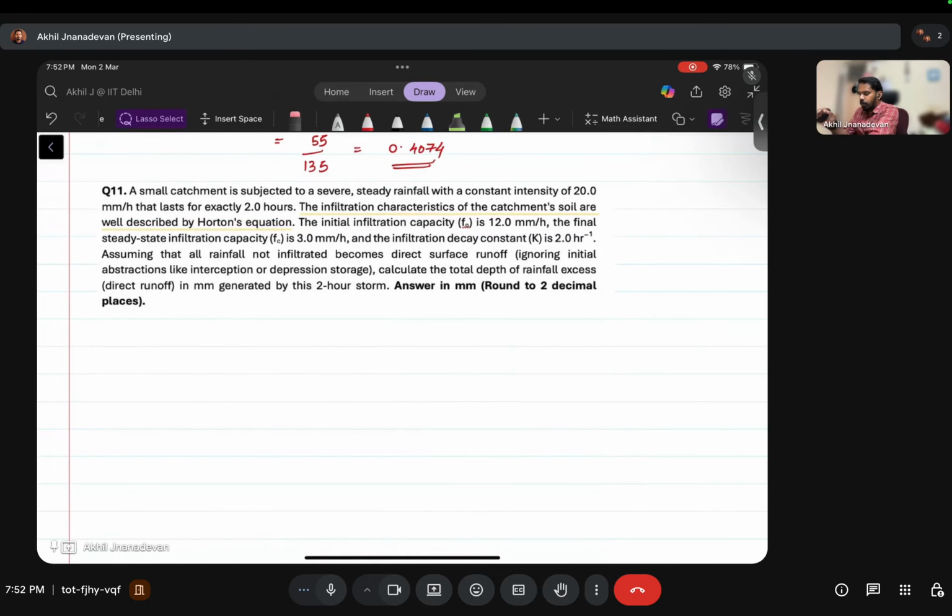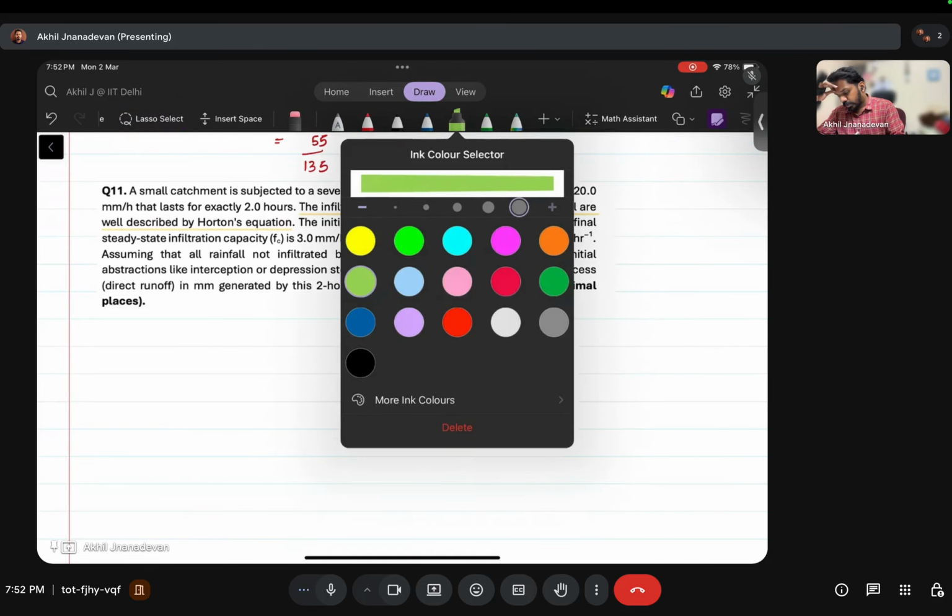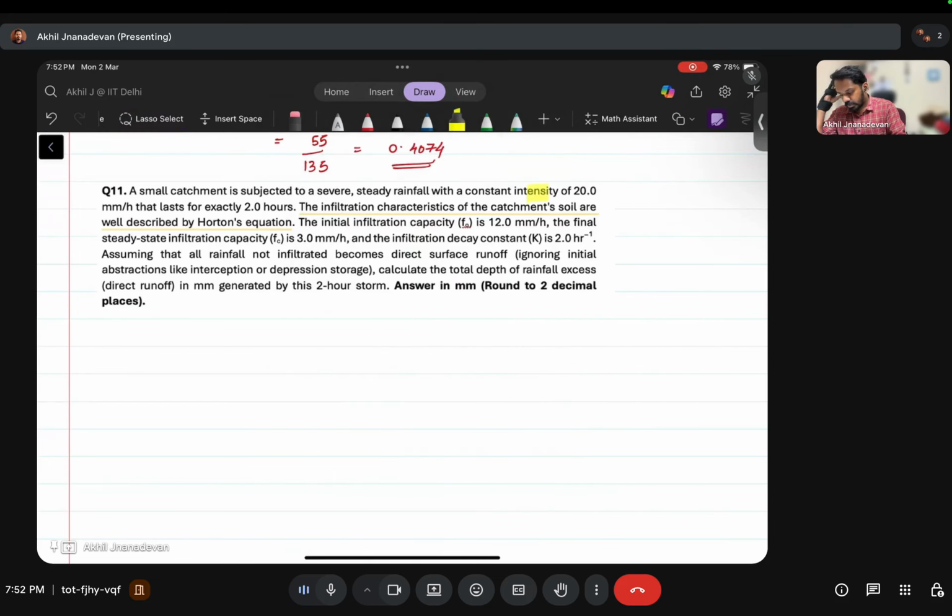A small catchment is subjected to a severe steady rainfall of constant intensity. The rainfall is occurring at a constant intensity of 20 mm per hour, which lasts for exactly 2 hours. So intensity is 20 mm per hour, and it lasts for t equal to 2 hours. Infiltration characteristics of the catchment soil were described using Horton's equation.